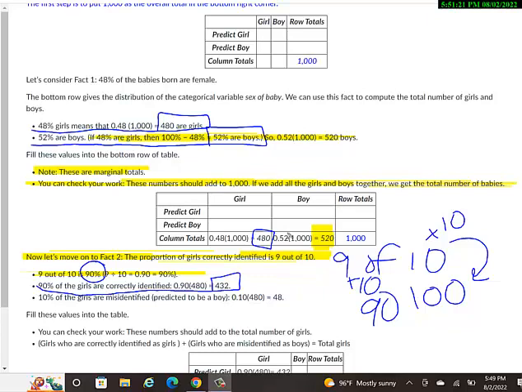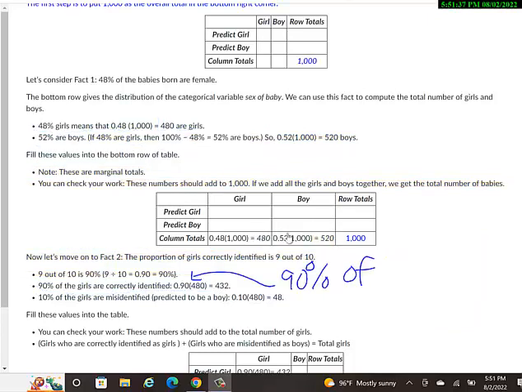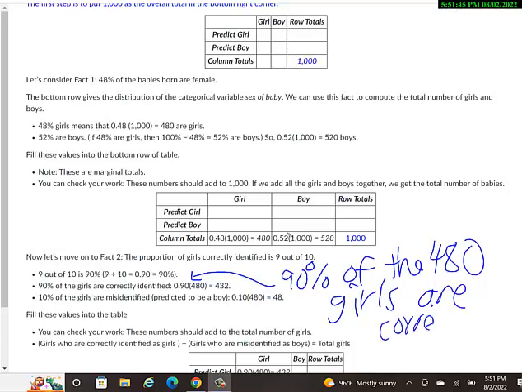So what they want to know now is, 90% of the 480 girls are correctly predicted. What's 90% of 480? To find a percentage of something like 90%, we move the decimal over until it's a decimal number, 0.9, and multiply by the number. So instead of 90% of 480, I ask what's 0.9 multiplied by 480, and they got 432. That's 90% of the girls correctly identified to be a girl.